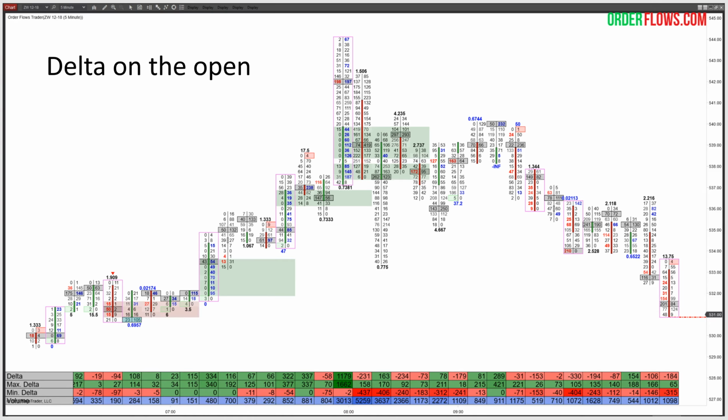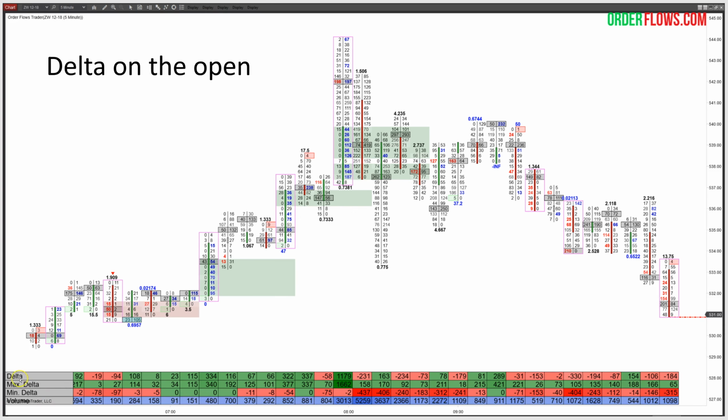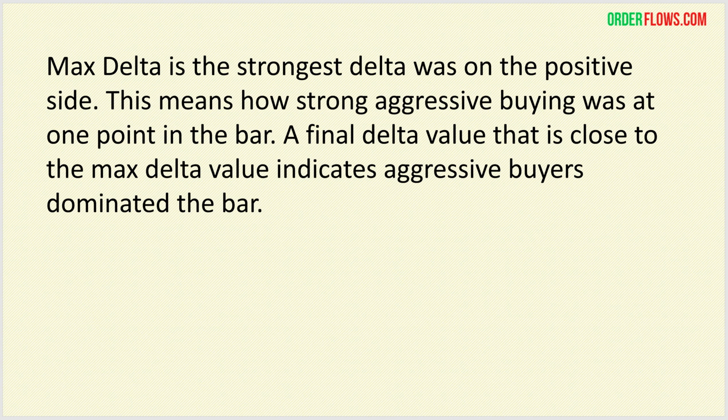So just be aware of those times. This is what I'm trying to say about that. So max delta, what max delta is, on the delta number. So you've got delta, max delta, and min delta to look at. Max delta is the strongest delta on the positive side, and what that means is how strong aggressive buying was at one point in the bar.